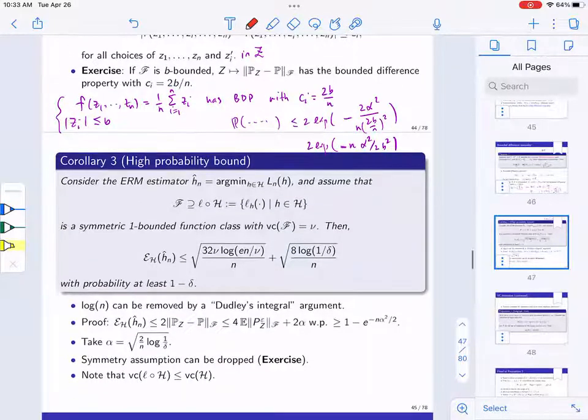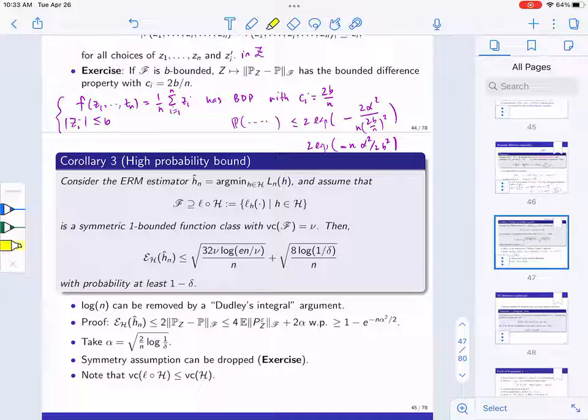Okay, so that's basically the end result for the VC dimension. If the loss is 1-bounded, symmetric, with VC dimension nu, then I have this result with high probability, which is quite nice. A couple of things that we can do: you remember this comes from bounding the expectation of the Rademacher complexity, or the Rademacher complexity itself. This part can be removed, sort of. I want to maybe talk about this at some point.